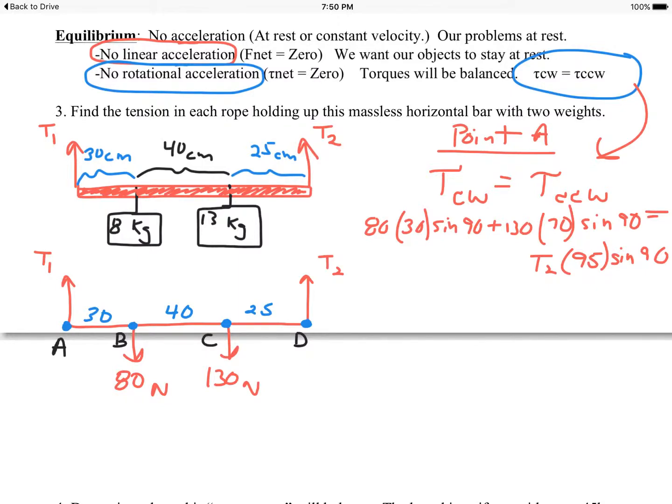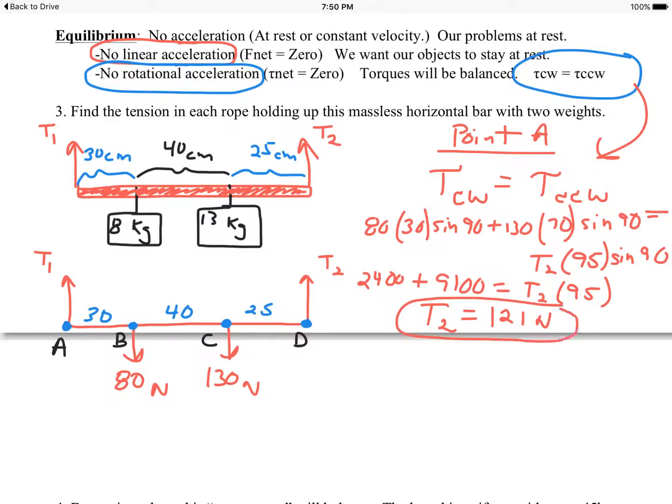Now I need to solve this. I have 80 times 30, which is 2400, so I can put 2400 plus 130 times 70, that's 9100, equals the T2 times 95. And the sines of 90 all cancel out, well, because sine of 90 is 1. I really didn't even need to write them down. So I add the 2400 plus the 9100 and divide by 95, and then T2 comes out to be, in this case, 121 newtons. That's my answer for the tension in T2.